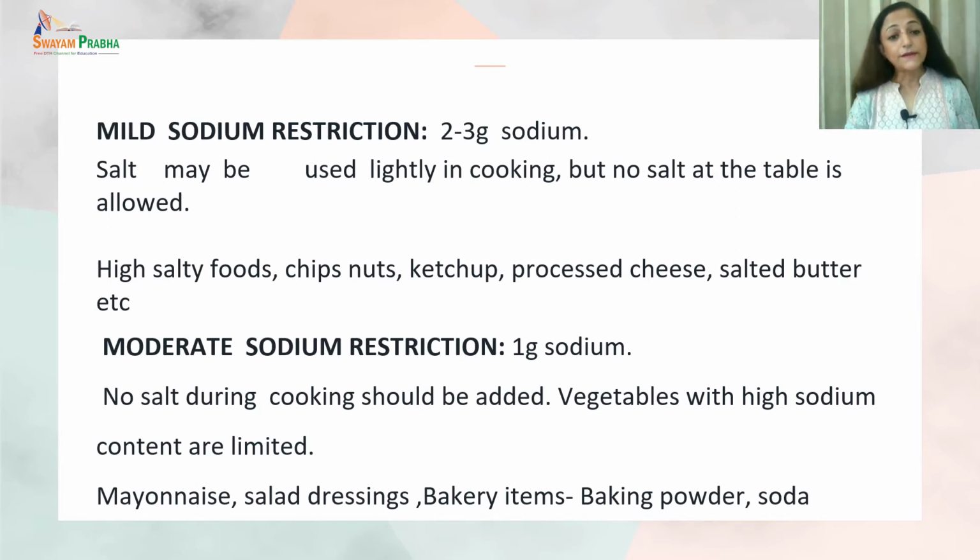And the second level of restriction is moderate sodium restriction. Here 1 gram sodium is allowed. No salt is allowed during the cooking, and vegetables with high sodium content are limited. And along with that, mayonnaise, salad dressing, and bakery items where baking powder or baking soda has been added, all these things are to be restricted in moderate sodium restriction.